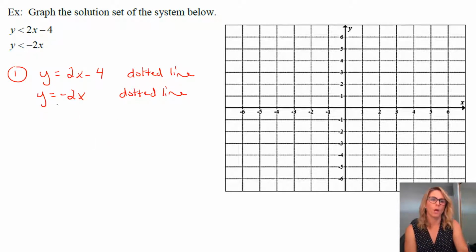So if you want, you can pause, graph the 2 lines, and then we'll go from there. So the first one, negative 4, and then 2. Got a lot of slopes of 2 on this. That was not intentional. Okay, so I'm going to make my line dotted.